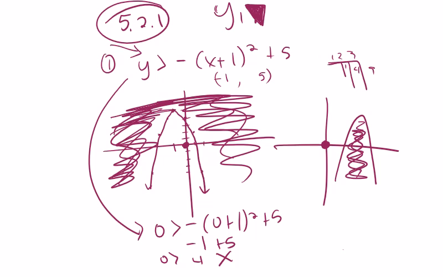A golf ball is hit from ground level with an initial velocity of 80 feet per second. Use the function where h is the height of the golf ball with initial vertical velocity from initial height after t seconds. Find the time when it hits the ground. Okay, so the graph looks something like this. The golf ball was hit on the ground. When did it land? That is basically what they're asking us.